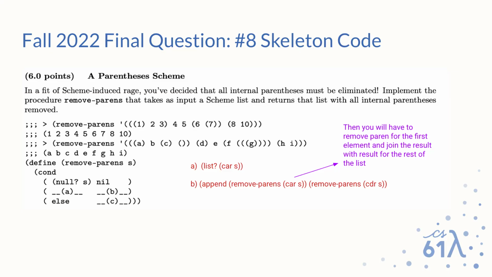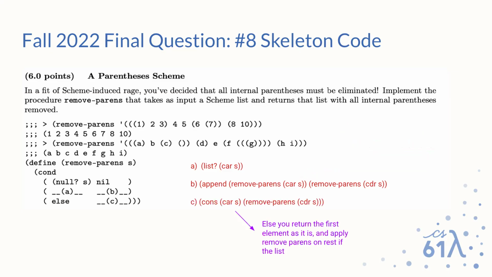Yeah, since at that moment we know that the car is all good, that it's not a nested list, all we really need to check is just the rest of that list. So it's going to be remove parents on footer S, and we want to join that with the first element since we know that one's valid. Are there any questions overall for this part?